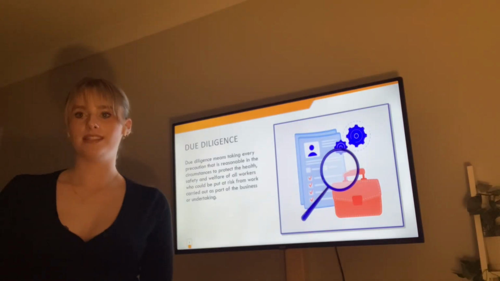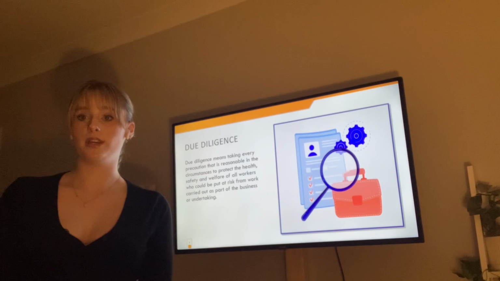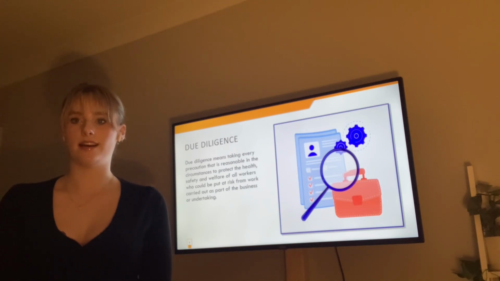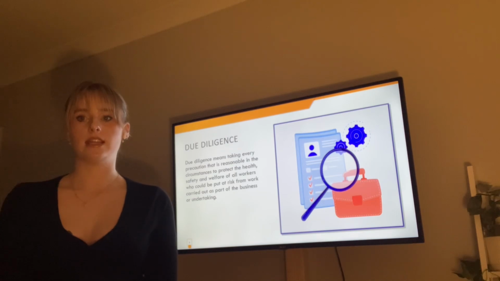Due diligence means taking every precaution that is reasonable in the circumstances to protect the health, safety, and welfare of all workers and others who could be put at risk from work carried out as a part of the business or undertaking. Officers will have an understanding to manage the health and safety risks.